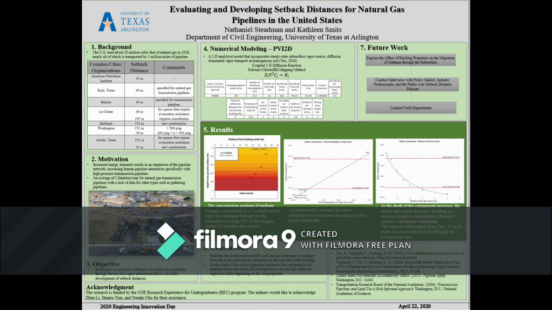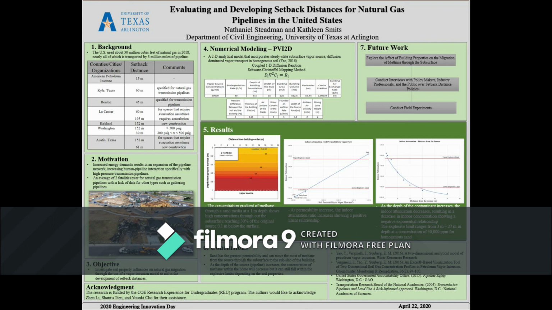So in conclusion of my research, I found that even though sand has the greatest permeability, which allows for the most amount of movement of the methane from the source to the subslab of the building, if we increase the depth of this pipeline or this source, the concentration will then fall. We also have to make sure that we are not allowing this depth to then fall within the explosive limits of methane.